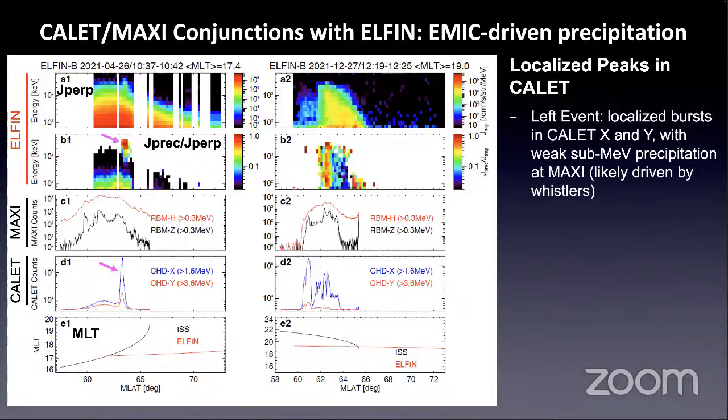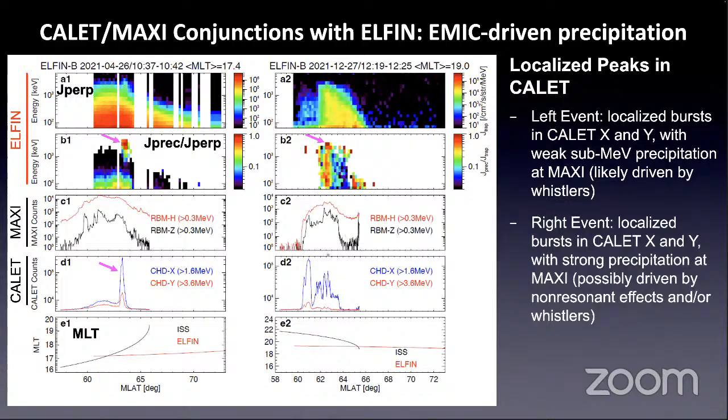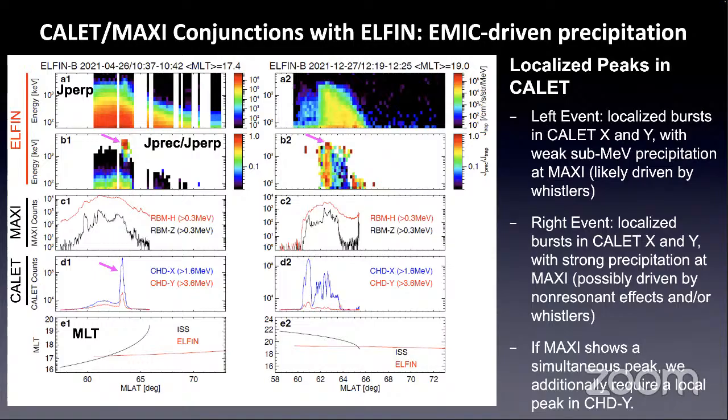And on the right-hand side, again, this is the bursty precipitation that we think is potentially related to EMIC wave scattering. During this event, different from the left-hand side one, we can see that the precipitation extended to below 1 MeV at ALPHA. Interestingly, in the MAXI and CARLET data, we see simultaneous peaks with the CARLET X channel, and the MAXI data also show very strong precipitation in this black trace, indicating that this most likely corresponds to the same extended precipitation that ALPHA was observing. So that's why we'll be using these localized peaks in the CARLET data to identify EMIC-driven precipitation from the ISS dataset.